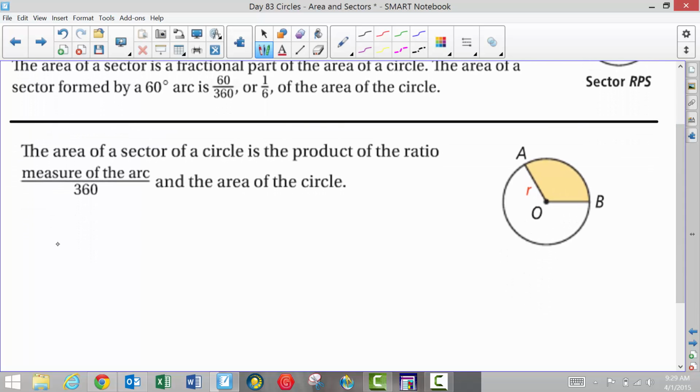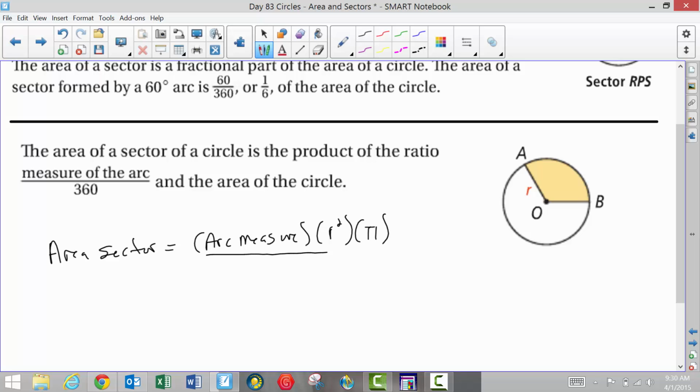So if I want the sector area, the area of a sector is going to equal my arc measure times my radius squared times pi all over 360. So if you want the area of a sector, it's the arc measure times r squared times pi all over 360. The reason why we're dividing by 360 is because the area of a sector is not a whole circle.